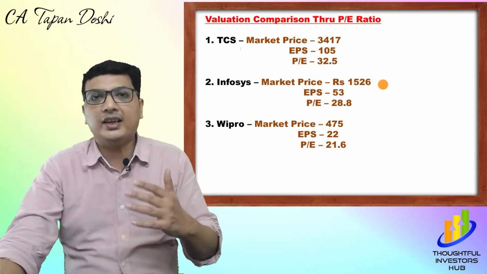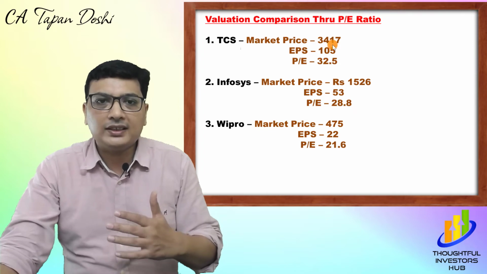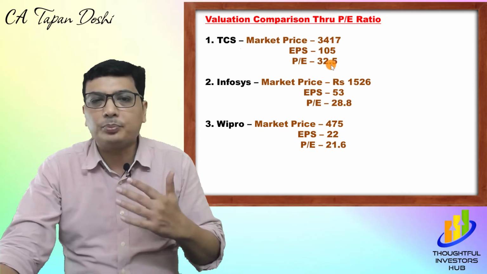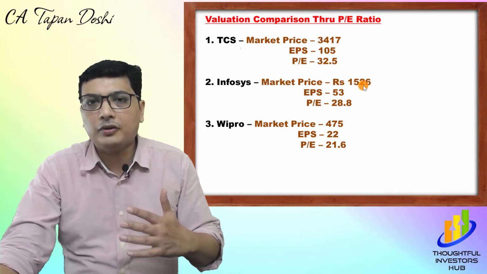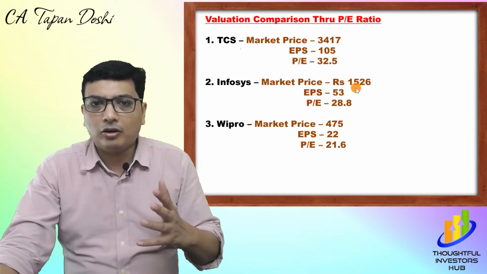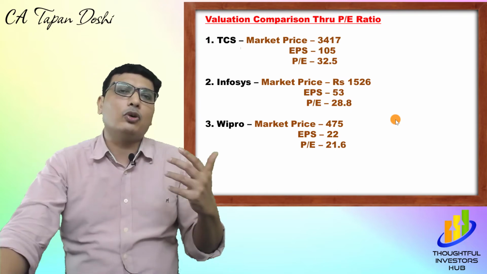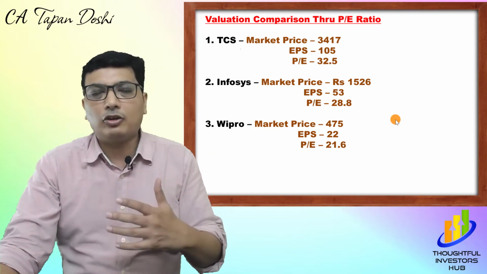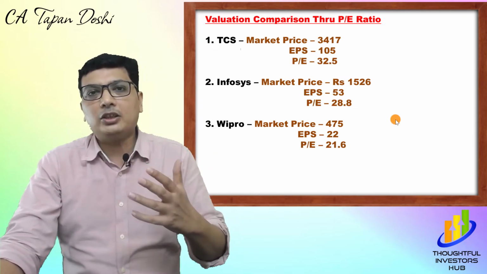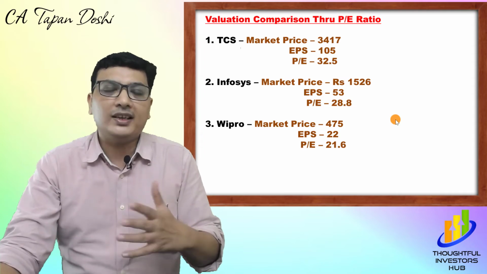Now let us compare each other. So for TCS, the price is high and also the P ratio is 32.5. However, the price of Infosys is 1526 and Wipro is 475. Now, normally what the retail investor always thinks is that the higher the price, the more expensive that stock is. Well, it is not true.